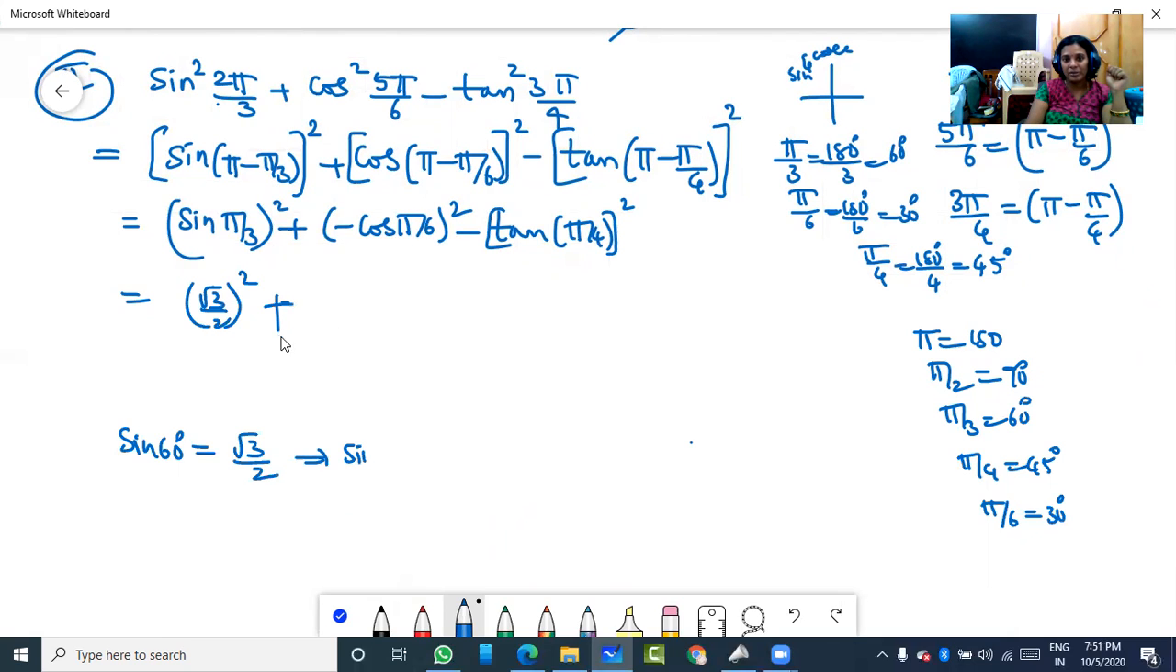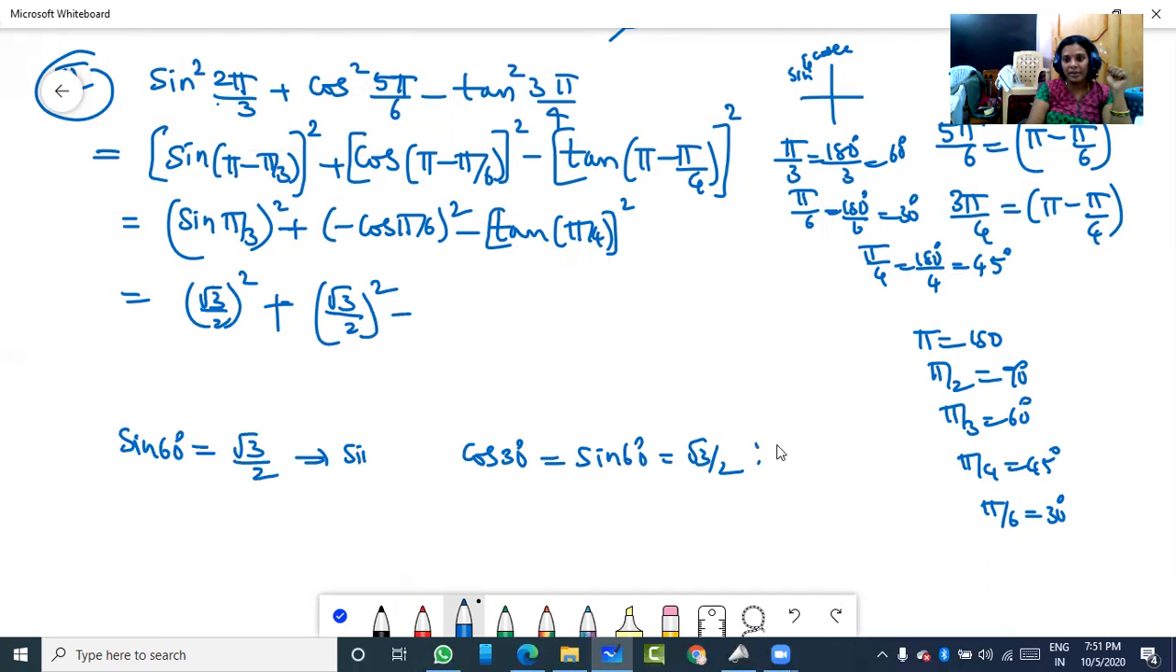Minus into minus plus only. Cos pi by 6 means cos 30 degrees, which is equal to sin 60 degrees, which is root 3 by 2 only. So it is also root 3 by 2 whole square.